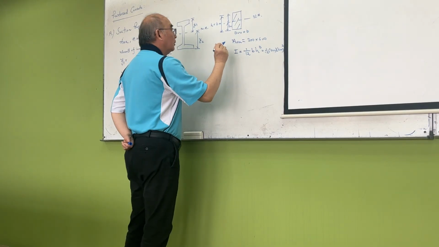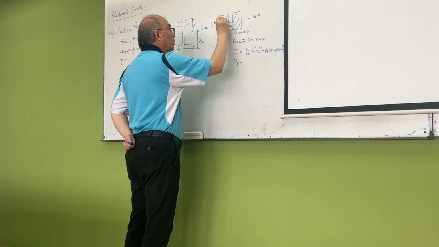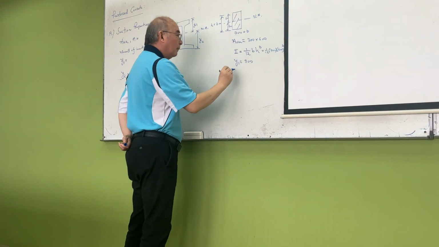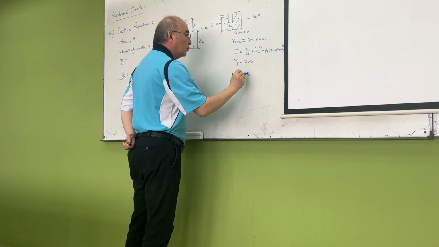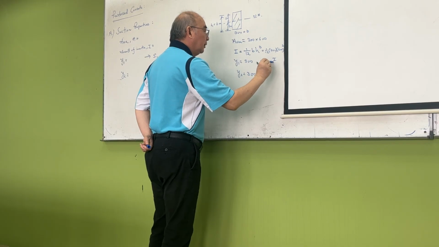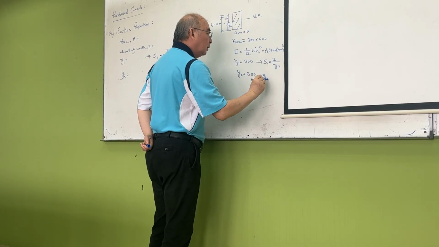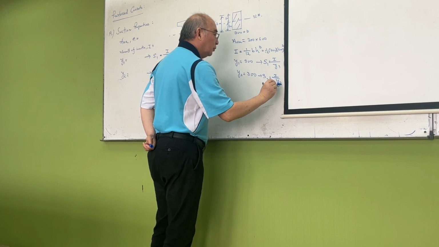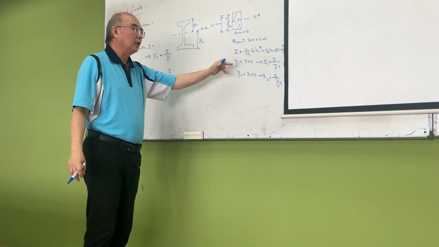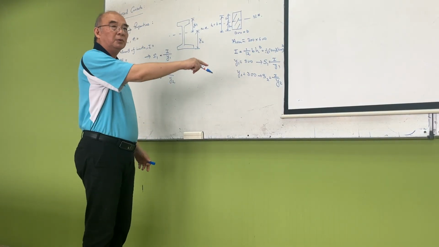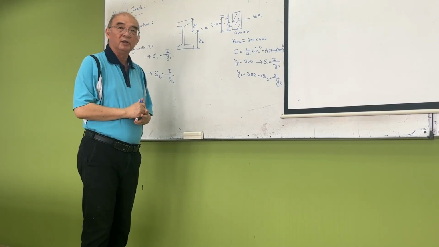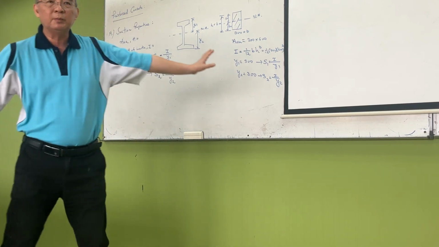And then y1, in this case, measured from neutral axis to the top, is 300, right? y2 will also be 300. Then from there you can calculate S1 equal to I divided by y1, and S2 equal to I divided by y2. So in your test one, you base on this to calculate S1, S2, because we need the S1 and S2 to calculate the stresses. So this part is clear.